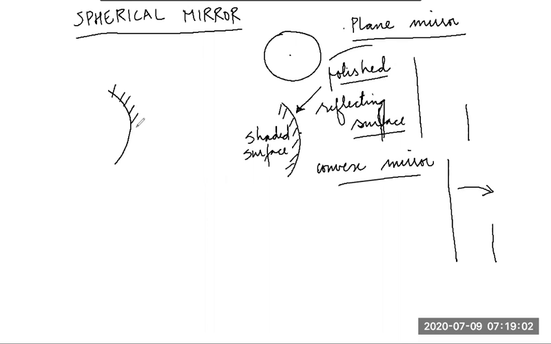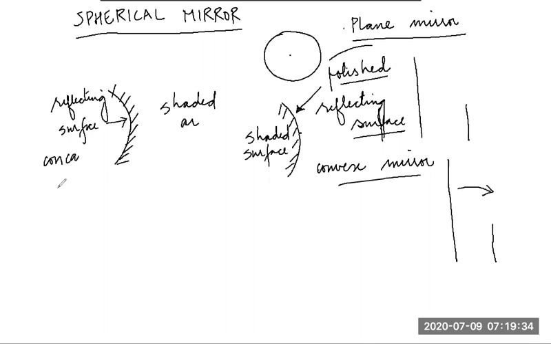Now, students, the same spherical mirror, if you make this side the shaded area, and the inside side, you see from the center, if this was a plane mirror, from the center it's going inside. It's not bulging outside. The reflecting surface is going inside. So this is a good example of a concave mirror.